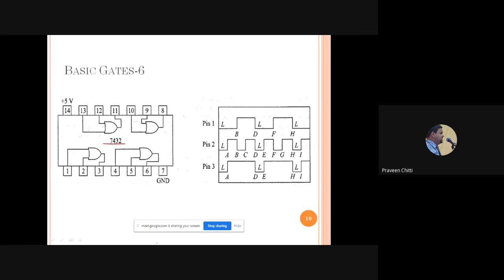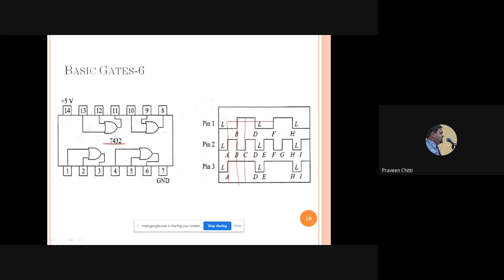Is that clear? Any doubts in the timing diagram? Again, I told you how to draw the timing diagram. Every time make it a habit of drawing vertical dotted lines wherever the input changes, and then you can see what the inputs are for each portion. Just check what the inputs are.